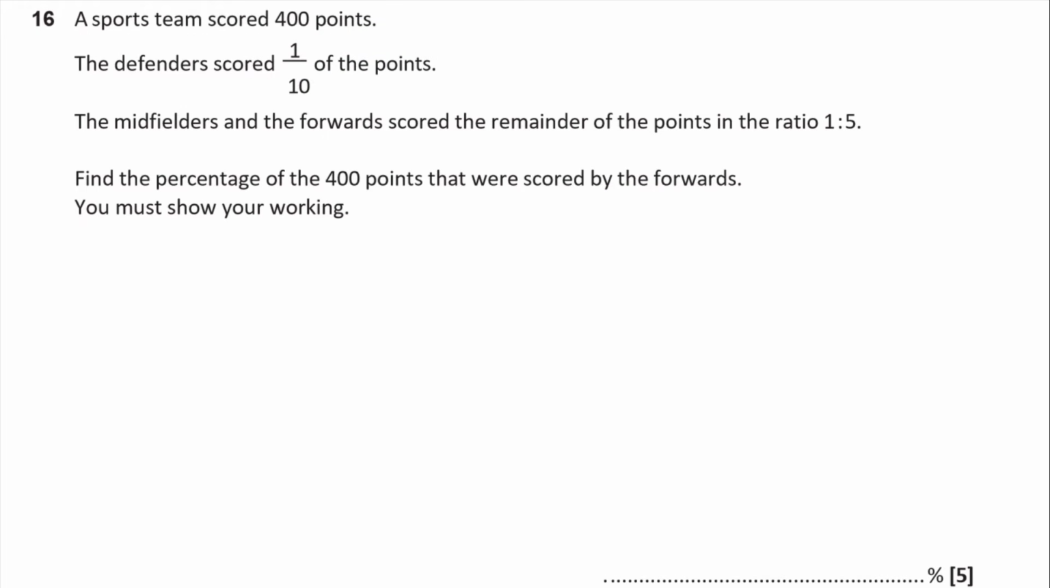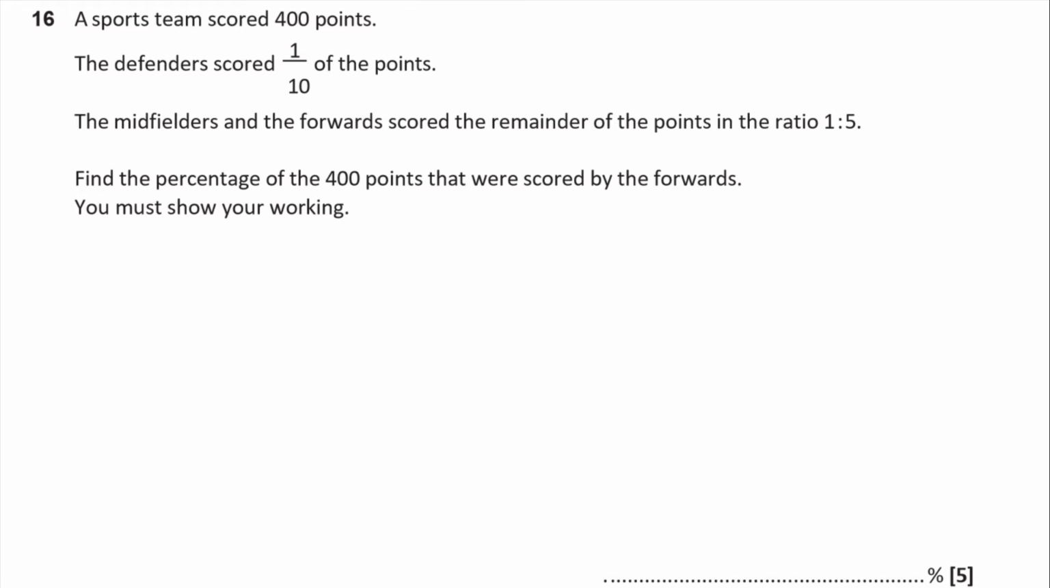Question 16. A sports team scored 400 points. The defenders scored 1/10 of the points. The midfielders and the forwards scored the remainder of the points in a ratio of 1 to 5. Find the percentage of the 400 points that were scored by the forwards. You must show your working.